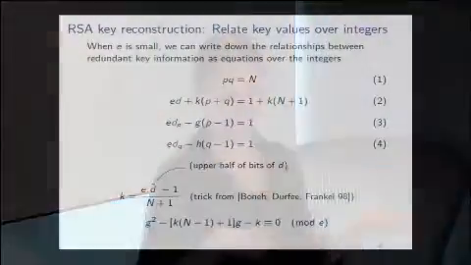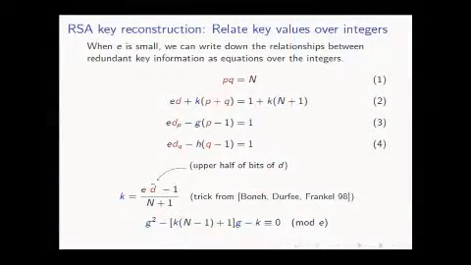It's not quite clear what you can do with knowledge of random bits. However, in the case of having a small public exponent, you can actually transform these from modular equations to equations over the integers. And so I've introduced some new variables here, k, g, and h, which are the multiples in the modular equations.